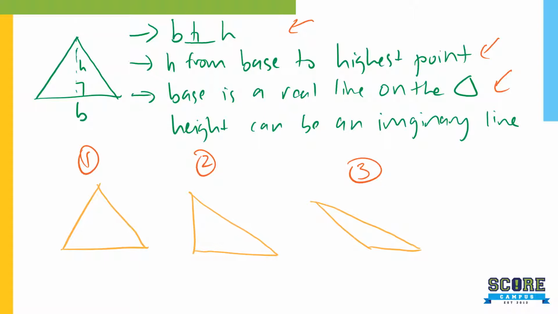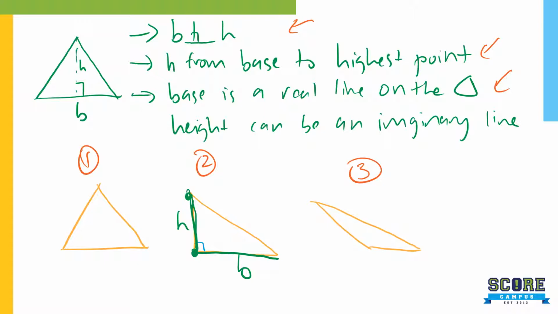Let's start with triangle 2. Okay, this is my base. Okay, well, I forgot to label that this is actually already a right angle, and this is my height. It's very simple, right? Because the base and the height, they are already perpendicular to each other, and the height, as you can see, is from the base to the highest points. So this is my base, this is my height.